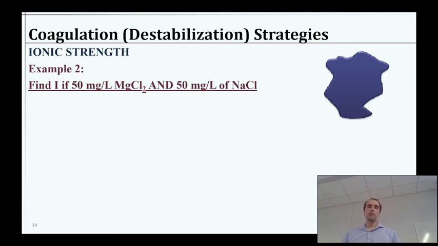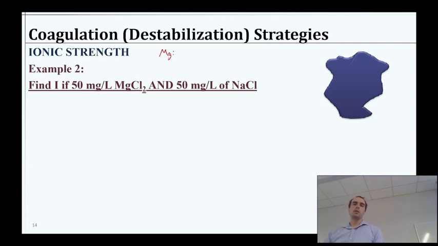So for a second example, instead of using 100 milligrams per liter of just magnesium chloride, what happens if we use 50 milligrams per liter of magnesium chloride plus 50 milligrams per liter of NaCl? Okay, so I'm going to let you take a minute or probably 10 minutes to try that. I will write up the stuff you need from the periodic table here.